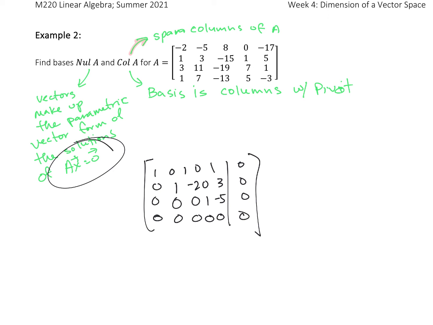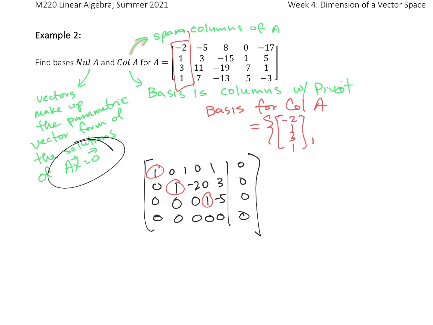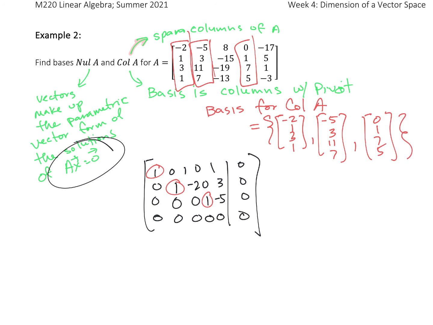So I need to identify where my pivot columns are. First row, there's a pivot column, and another pivot column, and another. So my basis for the column space of A is the set with the first column, -2, 1, 3, 1. The second column, that's another pivot column, -5, 3, 11, 7. And the fourth column, because that's another pivot column, 1, 7, 5. So there's our column space basis.